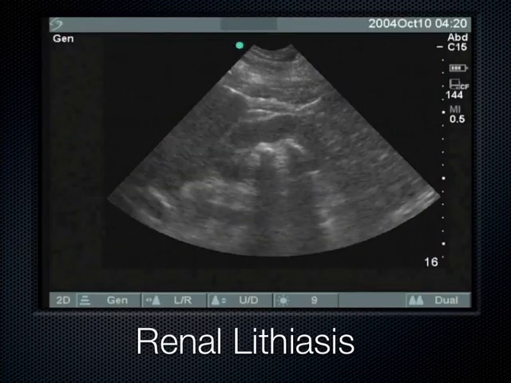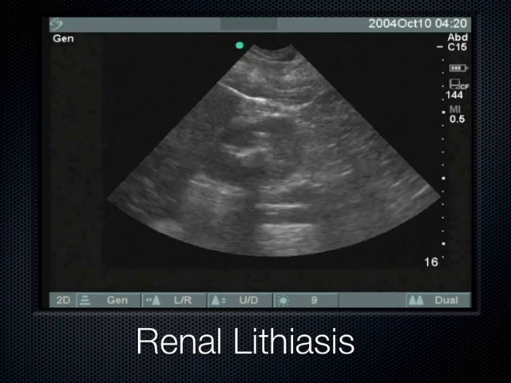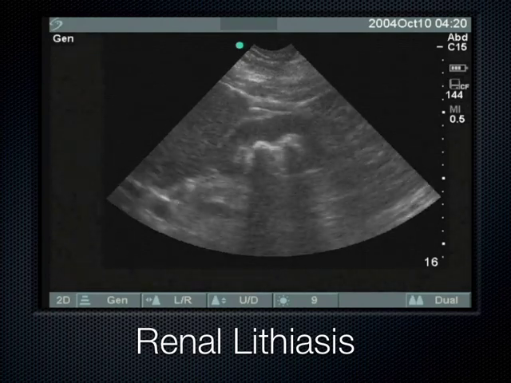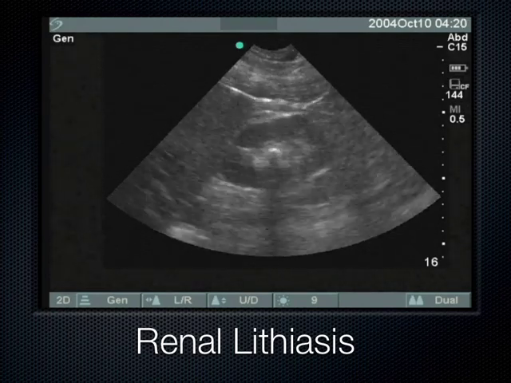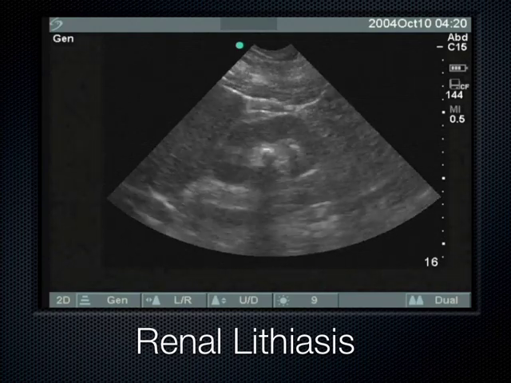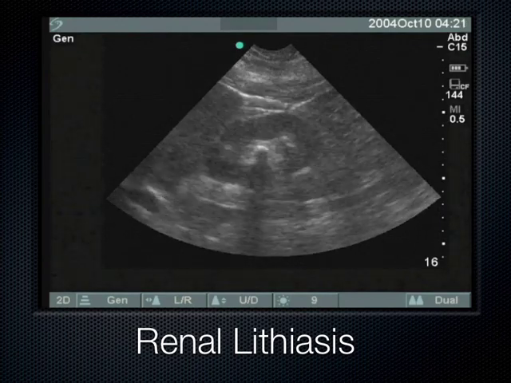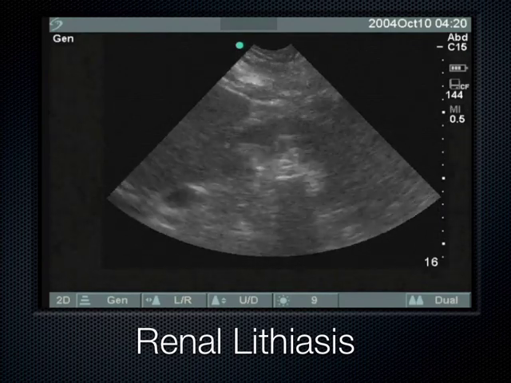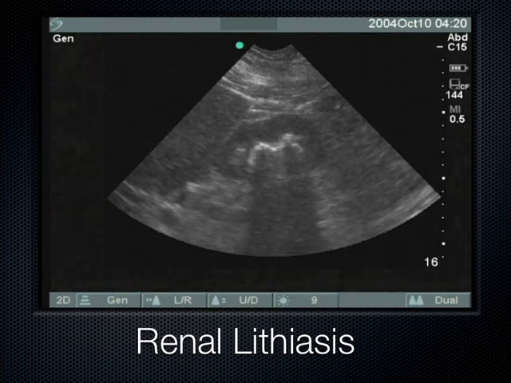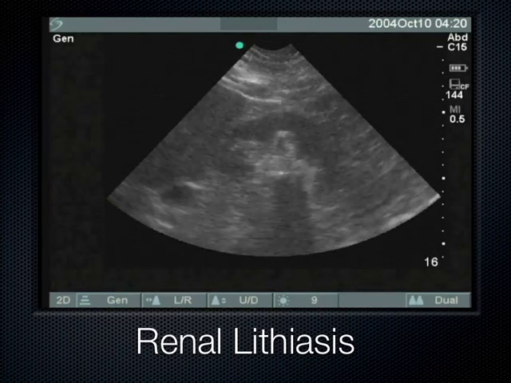When we have a stone, or in this case a couple of stones in this kidney, we know they're stones because they exude a shadow all the way to the bottom of the screen. You see that? Sometimes you'll see stuff that's hyperechoic but doesn't shadow. But when you get a shadow that goes all the way to the bottom of the screen, you can confirm that it's from a very dense calcified structure. The sound is getting reflected off it, and in this case it's from renal lithiasis, or kidney stones.